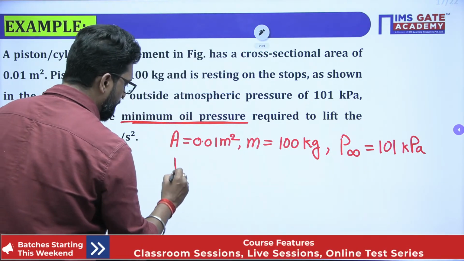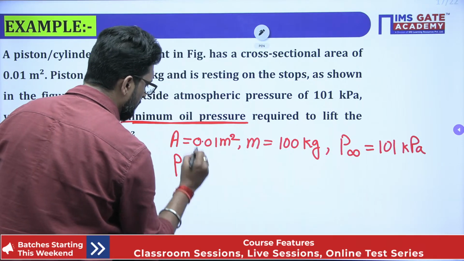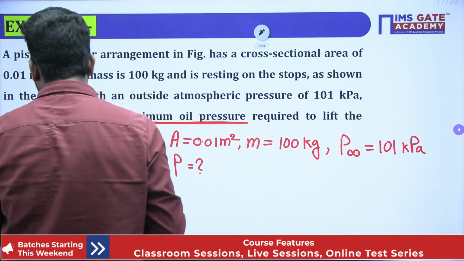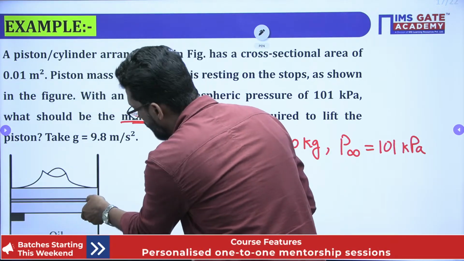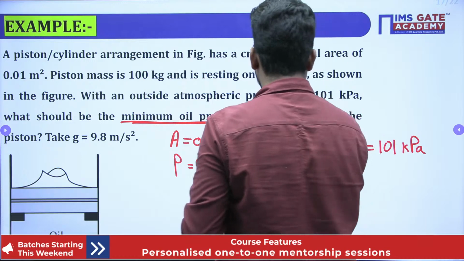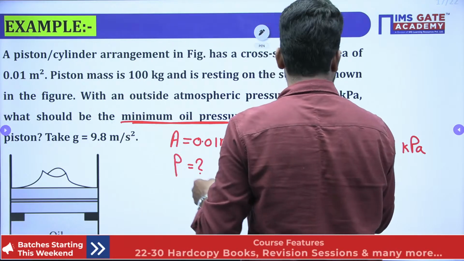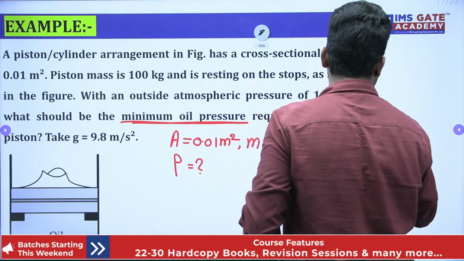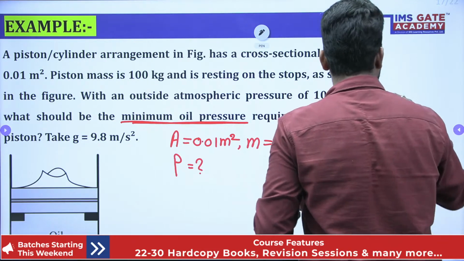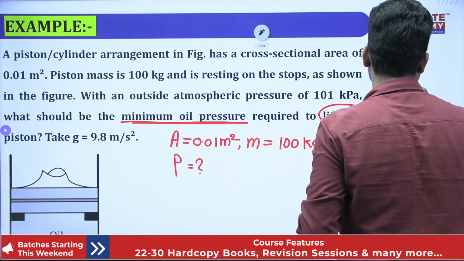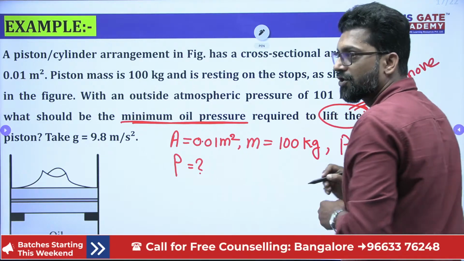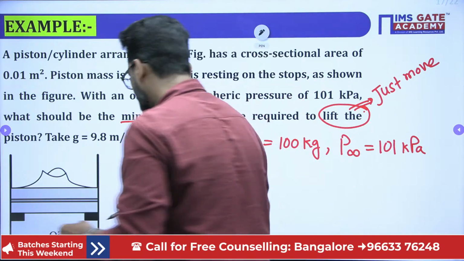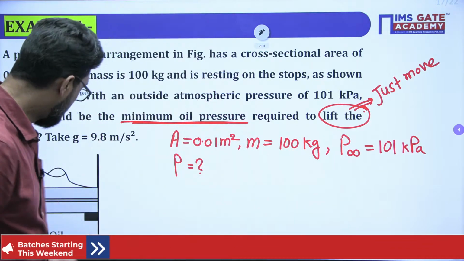Okay, what should be the minimum oil pressure, that means P, required to lift the piston? That means you just lose the contact. That means minimum pressure required to lift the piston, not a motion, just lift the piston. That means just move the piston.